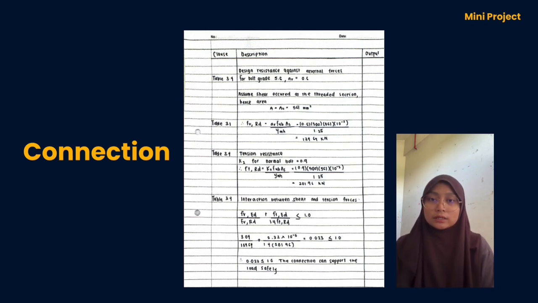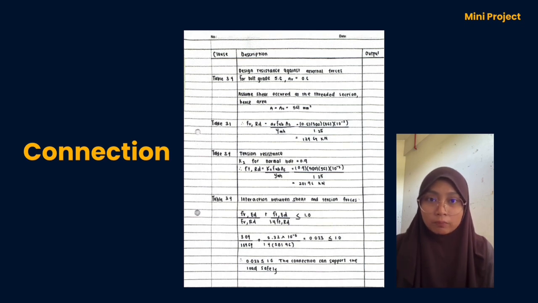The shear resistance is FvRd equal to 134.64 kilonewton. Using table 3.4, k2 is equal to 0.9 for a normal bolt. Then we get FtRd equal to 201.96 kilonewton. Finally, we check the interaction between shear and tension. Then we get 0.023. Since the total is much less than 1, we conclude the connection can safely support the load.